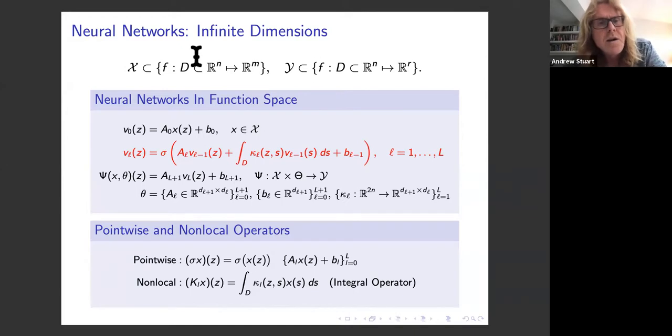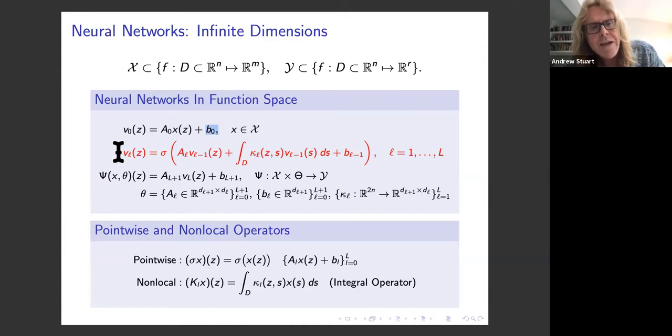So I'm going to start with a pointwise operation, which just involves taking the function x. So x is a function in uppercase X. z denotes the independent variable, so z varies in the domain D. So this is just a pointwise operation in which at each point z, we just apply a linear transformation defined by matrix A_0 and vector b_0, an affine transformation.